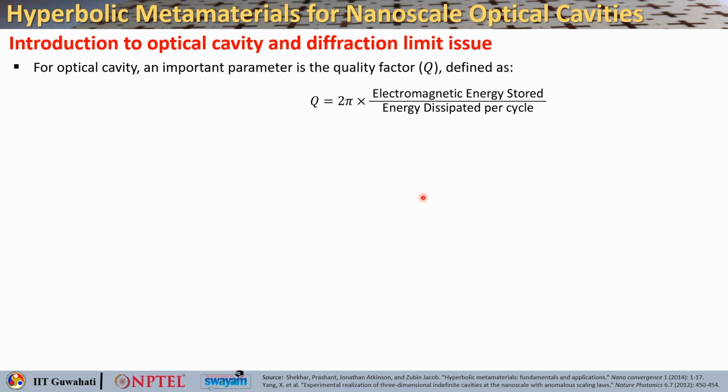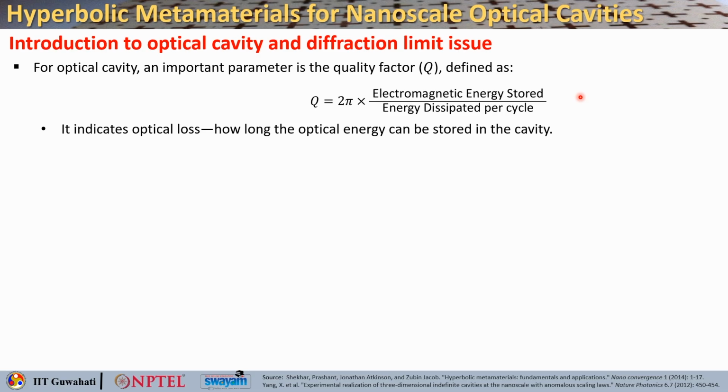For an optical cavity, an important parameter is the quality factor, that is basically defined as Q equals 2 pi times the electromagnetic energy stored divided by the energy dissipated per cycle. So, it basically indicates the optical loss, that means it tells you how long the optical energy can be stored in the resonant cavity.